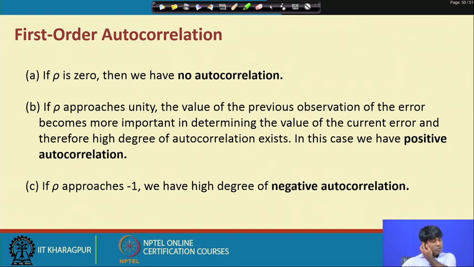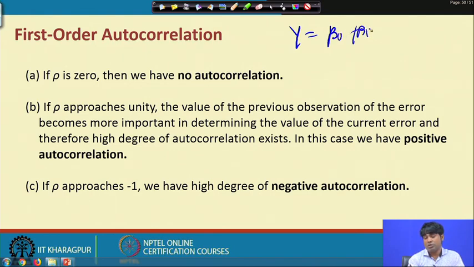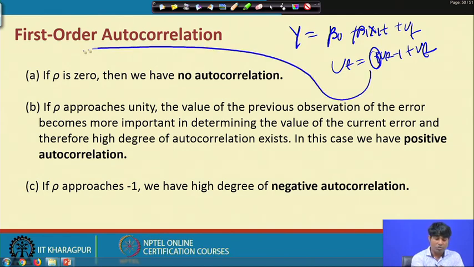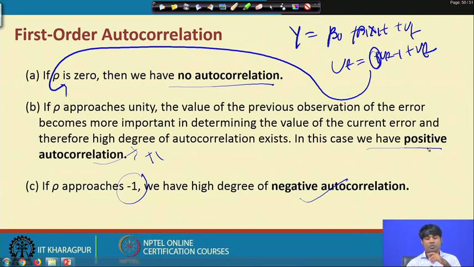Now, for the simple modeling structure, you start with y equals beta 0 plus beta 1 x 1t plus ut, and then ut is a function of rho ut minus 1 plus vt, another error term, and rho is the autocorrelation coefficient. Then rho will be either equal to 0 or not equal to 0. If it is 0, then there is no autocorrelation, and if it is not equal to 0, it may be approaching towards minus 1, in which case it is called negative autocorrelation, and if not, it will be approaching towards plus 1, and then this will be called positive autocorrelation.